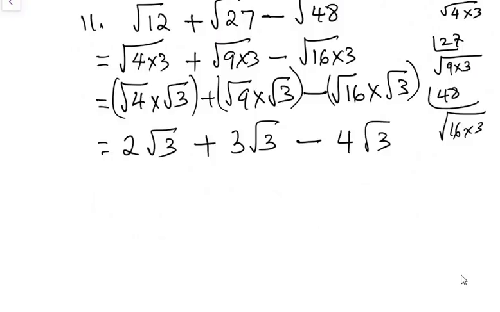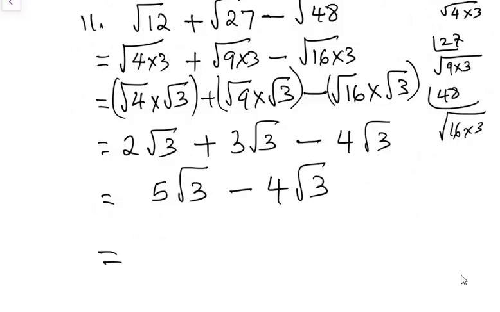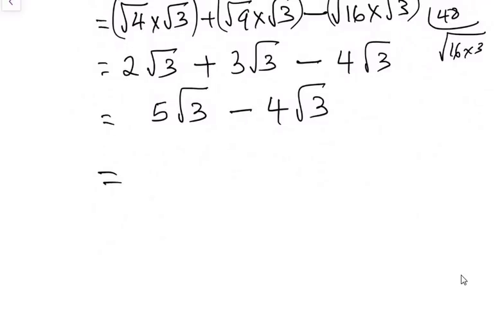You can see we have a common irrational number across the board. So we have 2 plus 3. That will give us 5 root 3 minus 4 root 3. And what is going to be our final answer? Our final answer will be root 3, because 5 minus 4 equals 1.